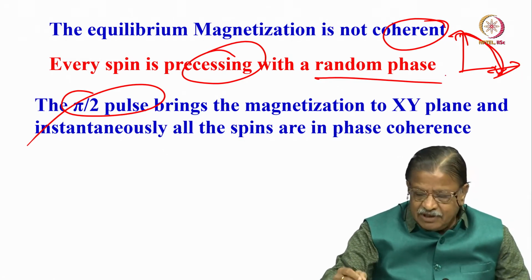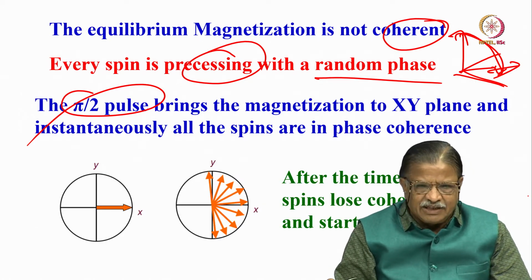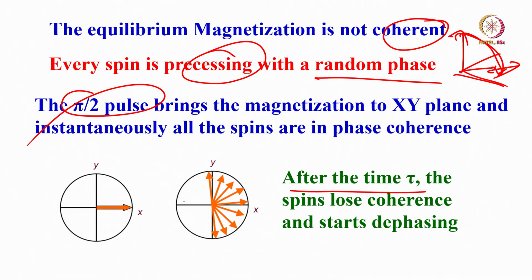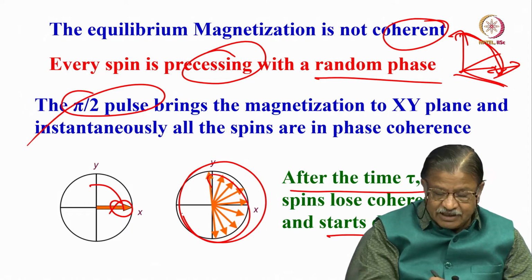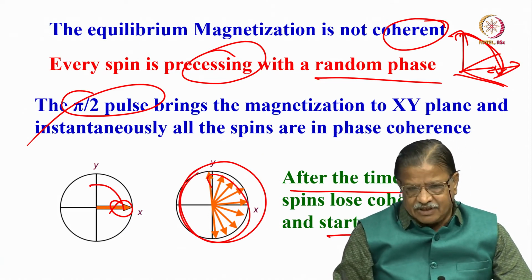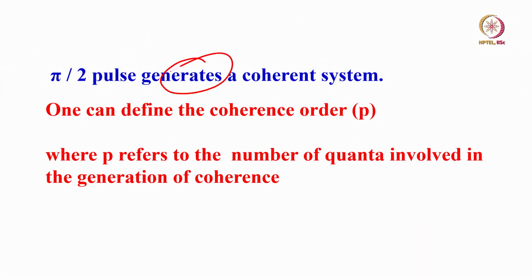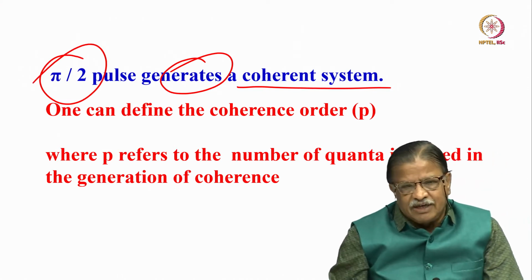After some time they start undergoing decoherence. That is what we discussed when we discussed T1 and other things, especially FID decay. So after a certain time the spins will completely lose coherence and become completely dephased. So immediately after the 90 degree pulse there is an instantaneous phase coherence, and then the phase coherence gets completely destroyed with time, and the spins become completely dephased. So that means a pi by 2 pulse generates a coherent system; decoherence taking place is a different question, but we can say a pi by 2 pulse generates a coherent system.